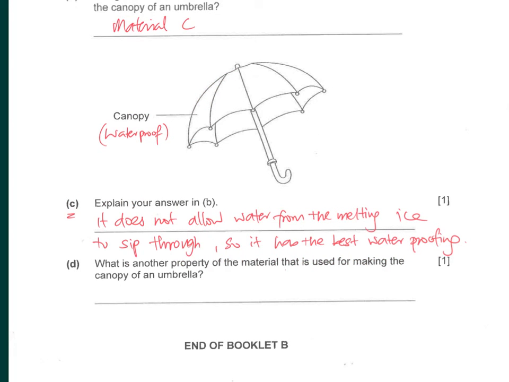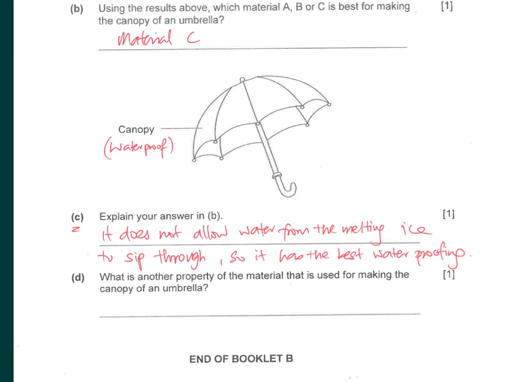D. What is another property of the material that is used for making the canopy of the umbrella? Now, because the umbrella can be folded, we need to make sure that it is also flexible. Okay? Because this needs to close, right? The umbrella needs to be closed when it's not in use, so it has to be flexible.